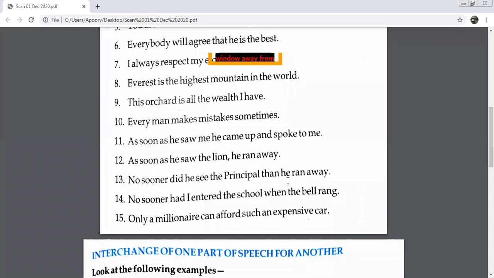As soon as he saw the lion, he ran away. No sooner he saw the lion, he ran away. Very good. Yes, let's move on to the next one.